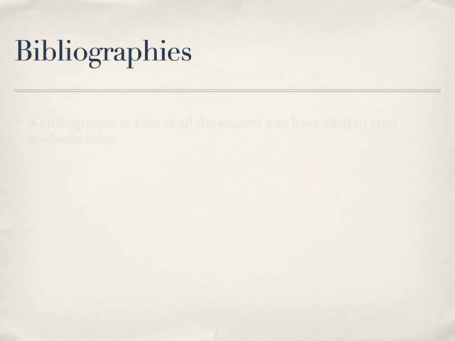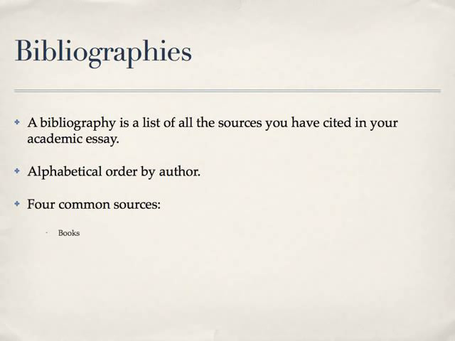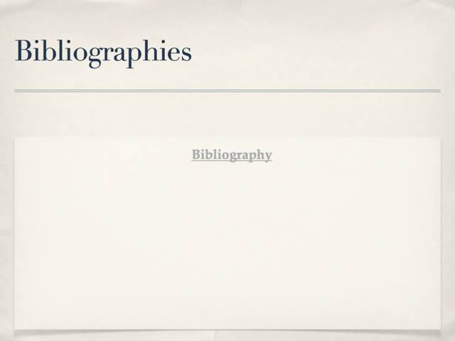Next, let's look at bibliographies. A bibliography is a list of all the sources you have cited in your academic essay. The list is usually in alphabetical order by author. During the course of a single academic essay, you might cite from a variety of different sources. Let's look at 4 particularly common sources in academic writing: books, academic articles, newspaper articles, and websites. Let's build a sample bibliography.